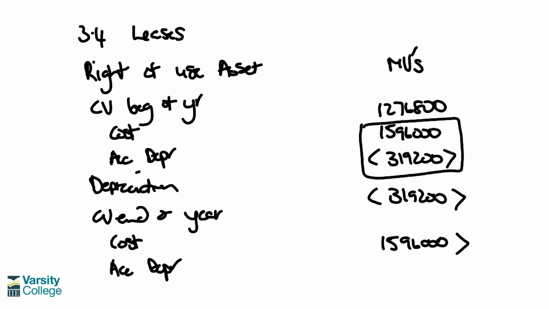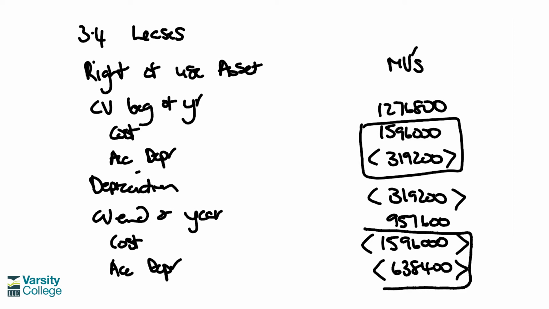1,596,000, accumulated depreciation 638,400, and therefore closing carrying value 957,600. And that's the right of use asset. It isn't likely to ever have much more movement on it because it's a leased asset. You can't do much to it in any event. So it's unlikely to ever have much more than that.